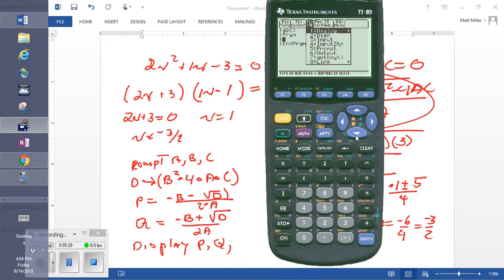You can either use input or prompt for putting things in. Input or prompt will put it in. Display will spit it out. I'm going to use prompt just to show you the difference. Use prompt. Prompt alpha A. I'm going to enter that.